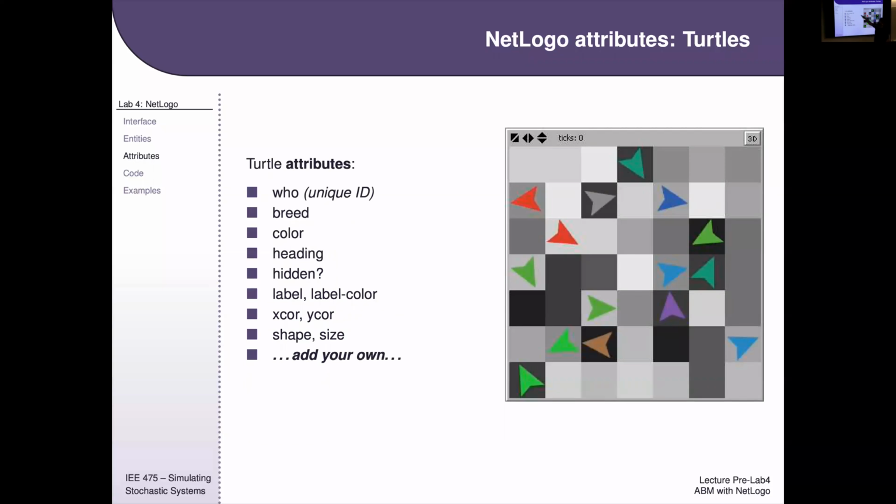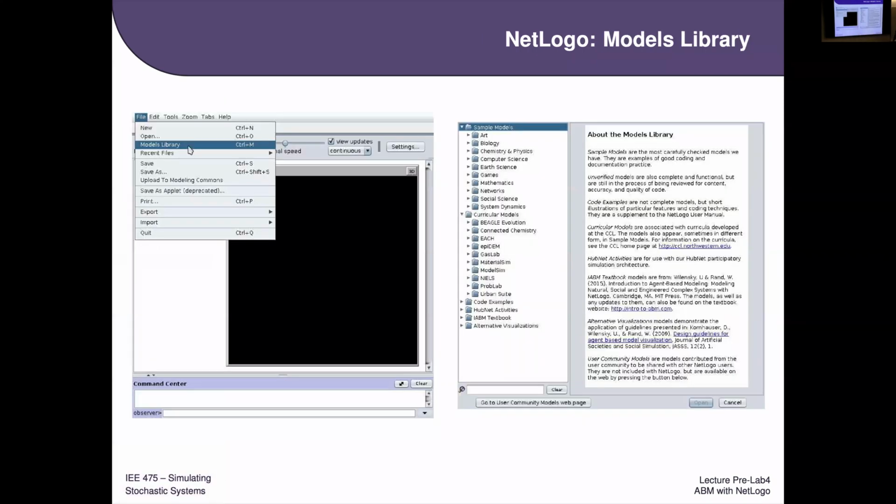For every turtle, it's got a bunch of attributes already associated with it. Every turtle's got a unique ID. Every turtle's got a breed. It's got a number of these other things here, but then you can add your own. So how long the turtle has been living, that could be one attribute. Whether the turtle has experienced a particular event before, and so on and so forth. And so you can add a bunch of your own attributes and change your logic based on those attributes.